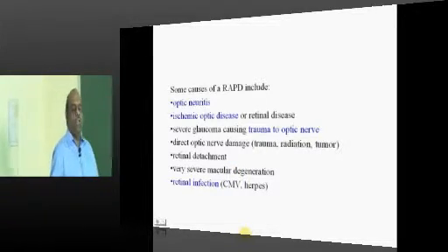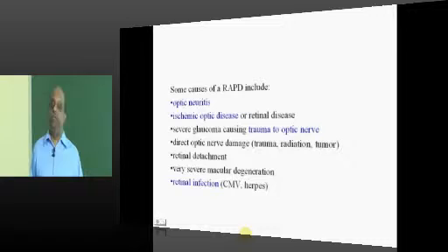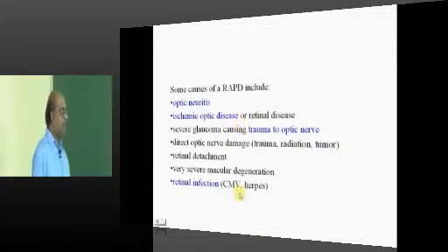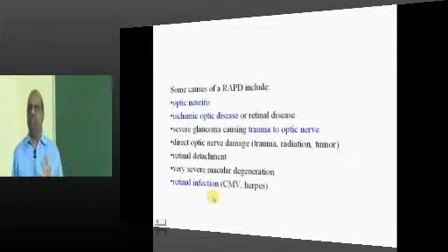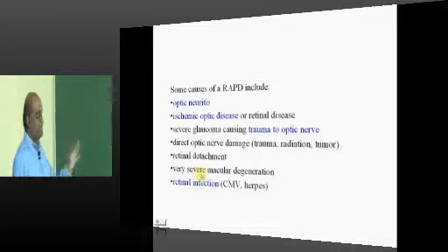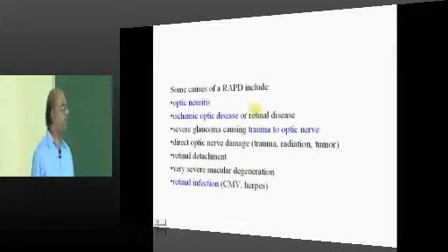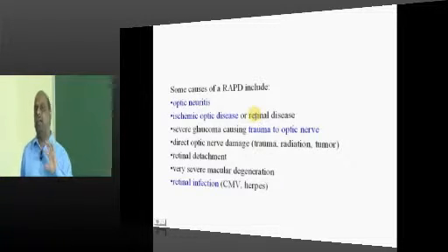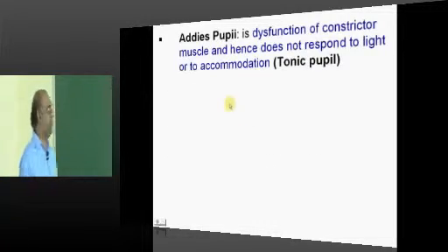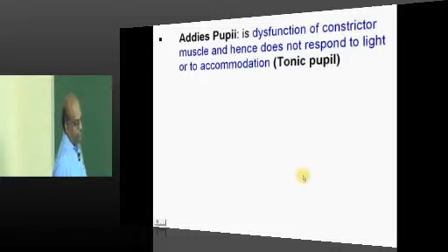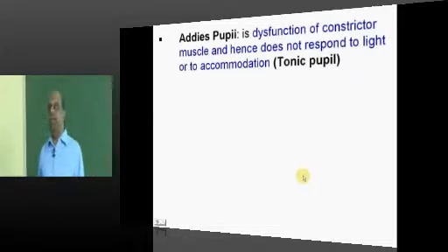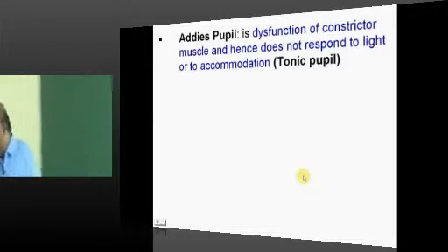Now, what are the various causes of relative afferent pupillary defect? Optic neuritis, ischemic optic disease, any infection in the retina like CMV and herpes, and any macular degeneration, retinal detachment, any of them can lead to the development of relative afferent pupillary defect is what I want to underscore to all of you.